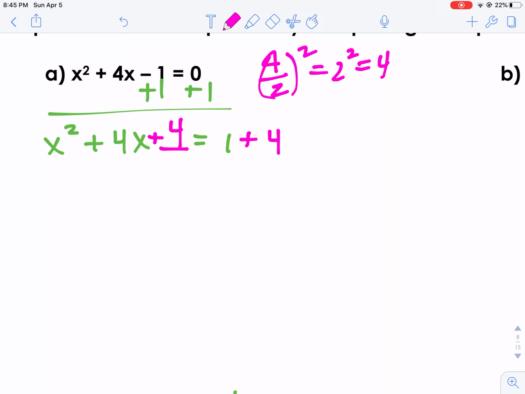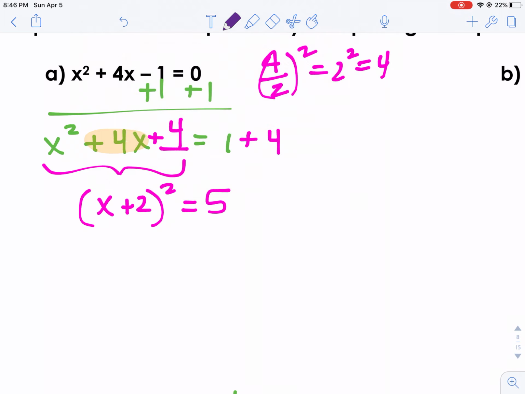Okay, now we'll be able to factor this left-hand side. We completed the square, so we made it that perfect square trinomial. So this is going to factor into x plus 2. Again, plus 2 comes from half of that b value, quantity squared, and then on the right-hand side, 1 plus 4 gives us 5. Okay, so now this is the setup of the equations that we solved in lesson 9.3.